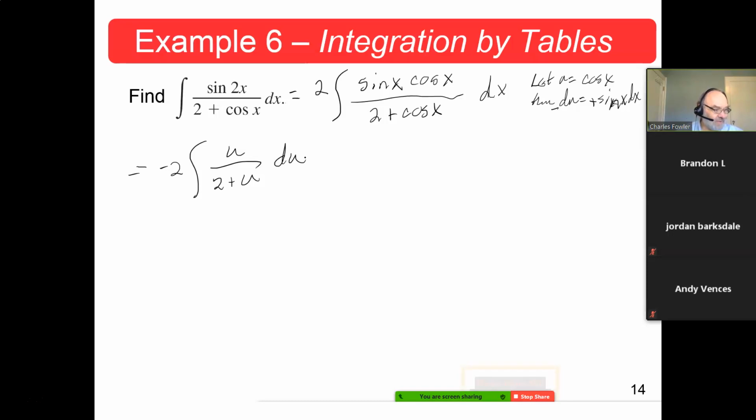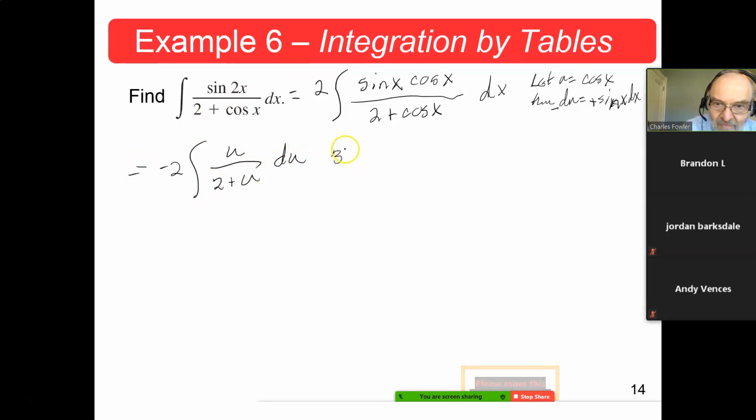Okay, now go back to the table, not to the sines and cosines ones, but again the forms involving a plus bu. And here we want u over something plus u. And I believe that's number 3, isn't it? Okay.